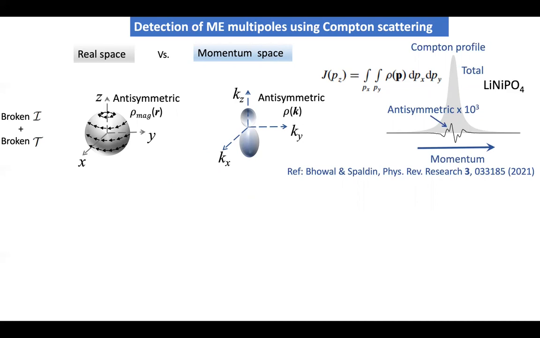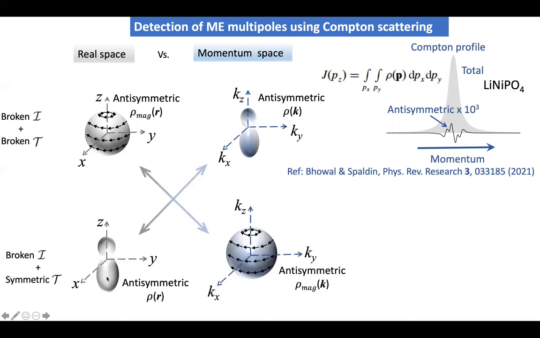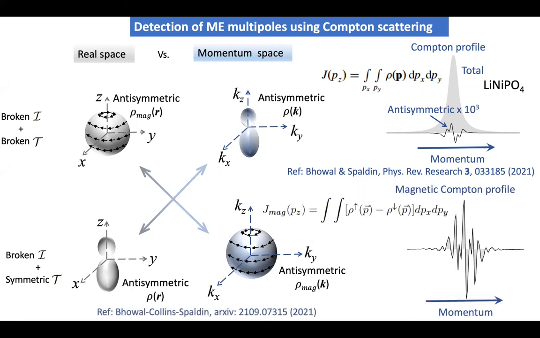An exactly opposite situation exists for a non-magnetic system with broken inversion symmetry. Here we have an electric dipole in the real space that transforms into an antisymmetric magnetization density of a magnetoelectric multipole in the momentum space, resulting in an antisymmetric magnetic Compton profile. Therefore, we can see that using a non-magnetic probe, such as Compton scattering, we can detect a magnetic object, that is, in this case, the magnetoelectric multipole, whereas a non-magnetic system can also give rise to a magnetic Compton profile.